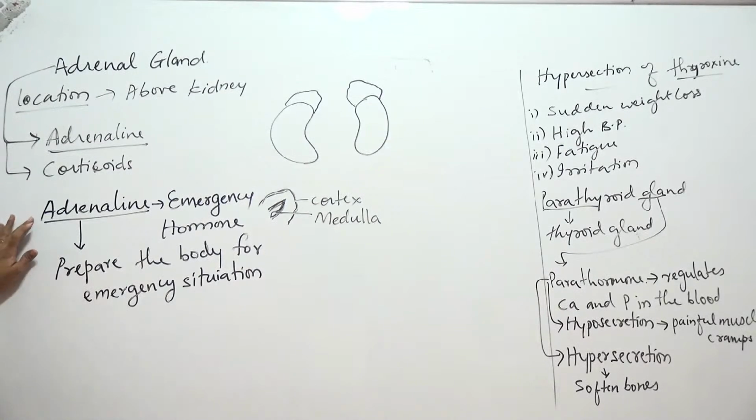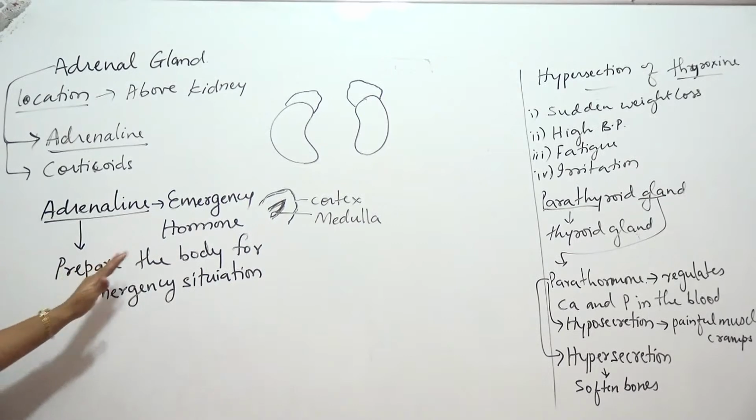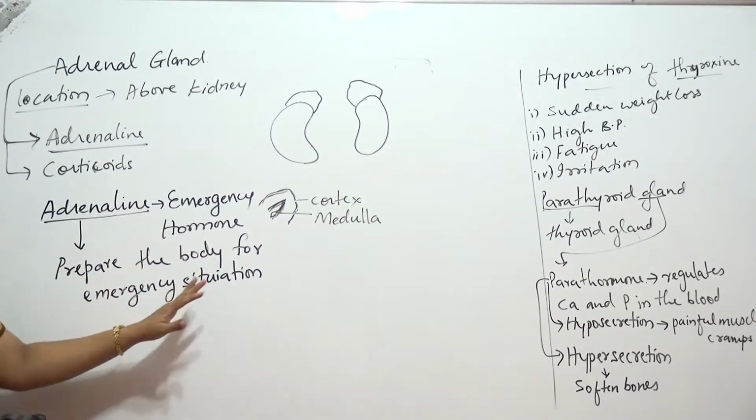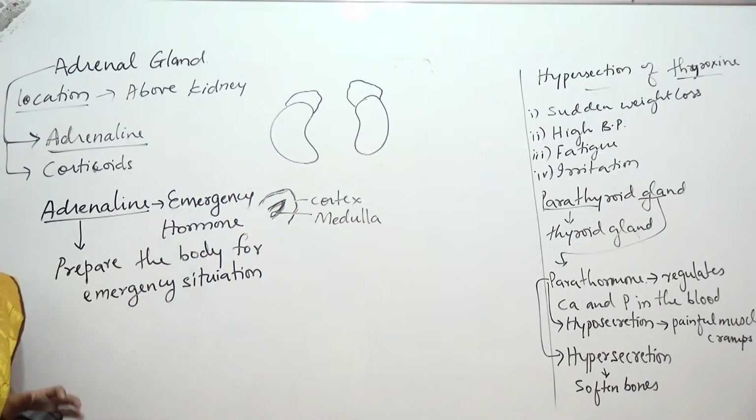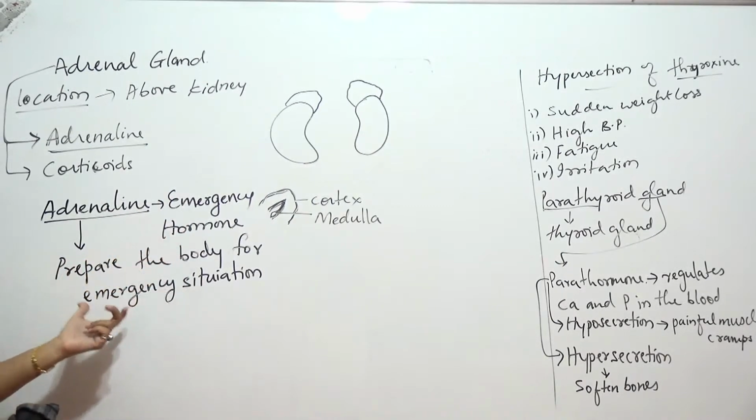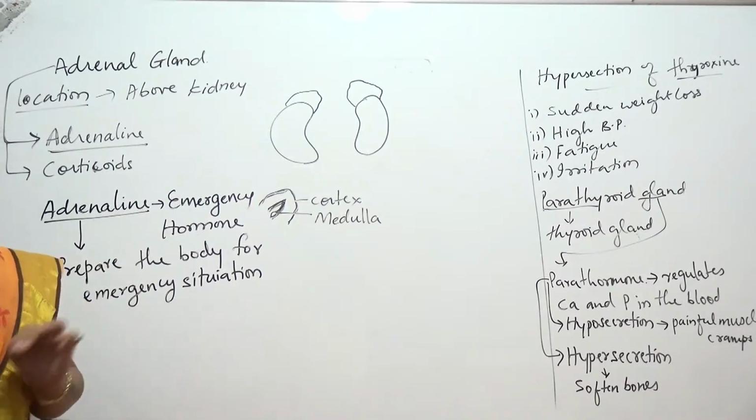See here, adrenaline. What is the function of adrenaline in the body? It is preparing the body to face an emergency situation. That is why it is called the emergency hormone. That means it prepares the body for an emergency situation.